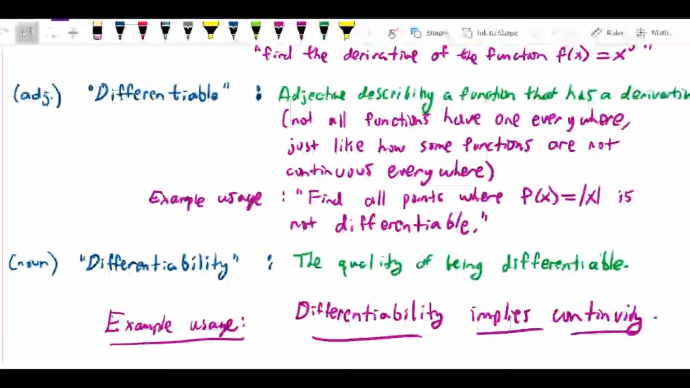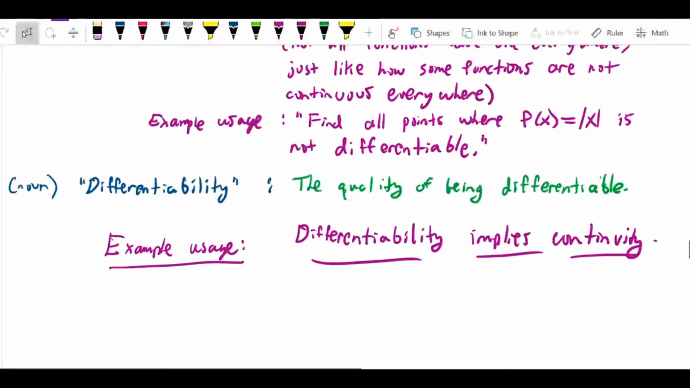You can think of these terms differentiable and differentiability in the same vein that you think of the words continuous and continuity. Continuous is a description of a particular function at a point. So is differentiable. We talk about a function being differentiable at a particular point. Differentiability is the quality of being differentiable, the same way that continuity is the quality of being continuous. They're both nouns, and they relate to their adjectival forms.